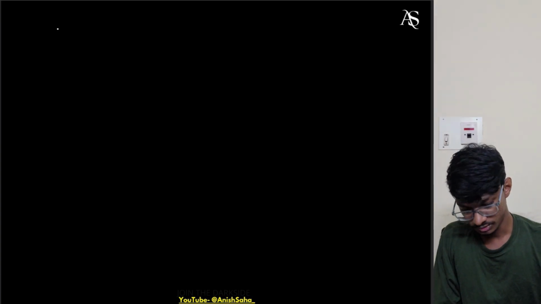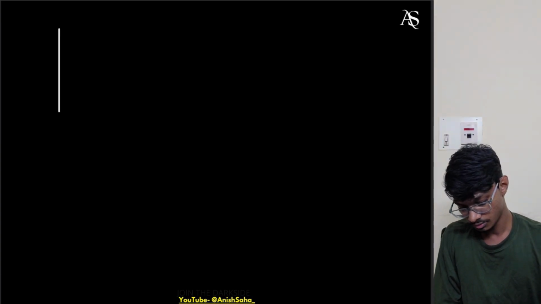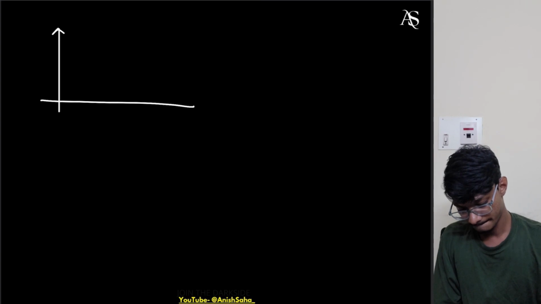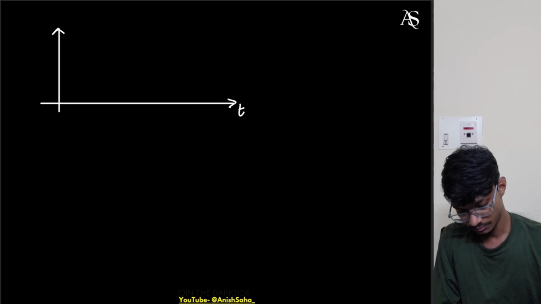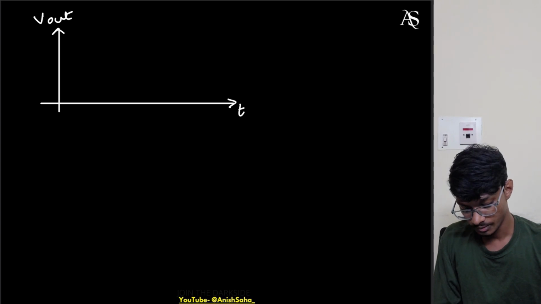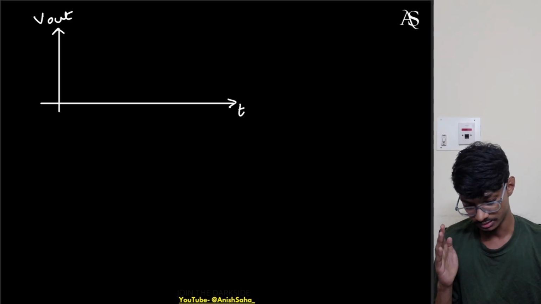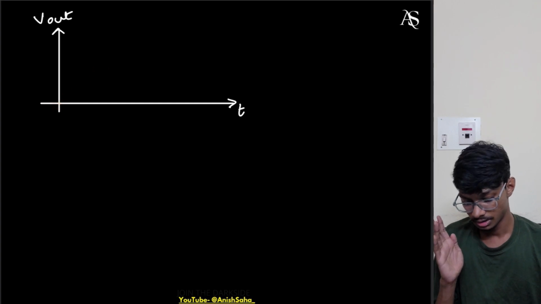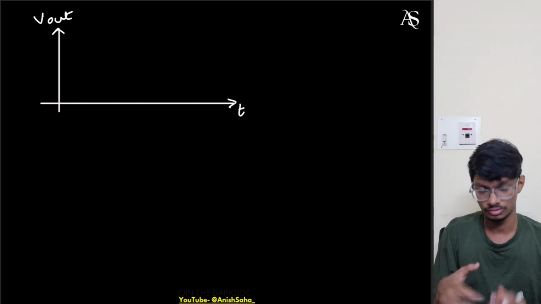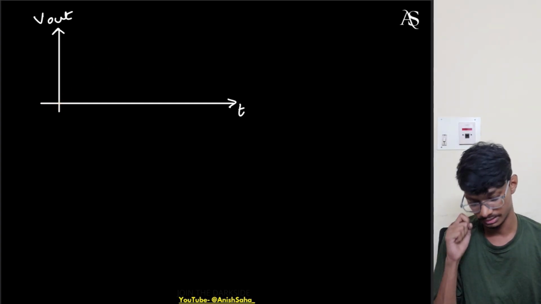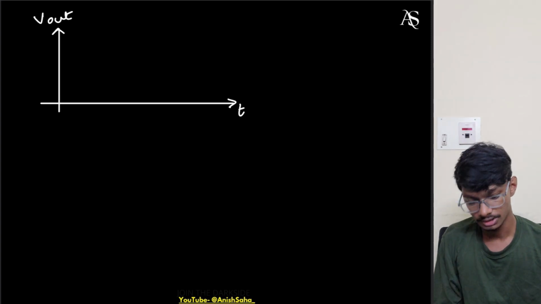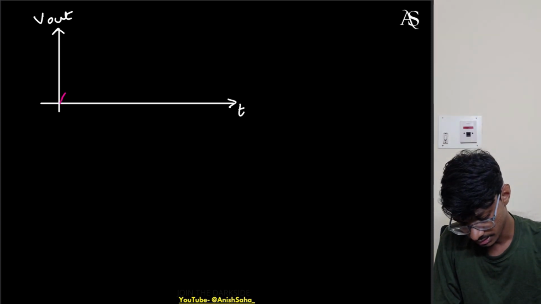So let me just draw the graph. Obviously this won't be a perfect graph. This is the time axis, and this is V out. This isn't linear; it won't charge like this. In the books it may be shown as linear, and we can approximate it as linear, but in actuality it isn't linear. The capacitor is charging, but the rate of charging is slowing.